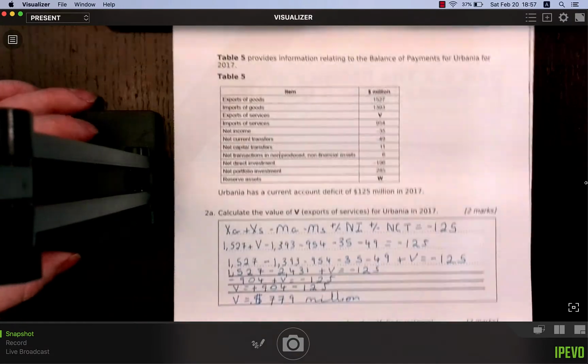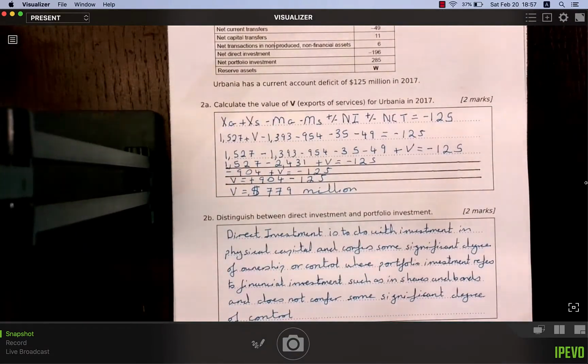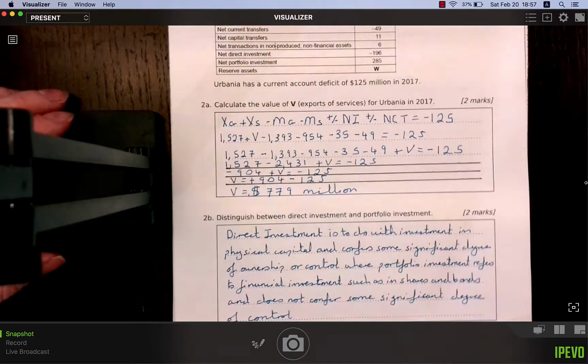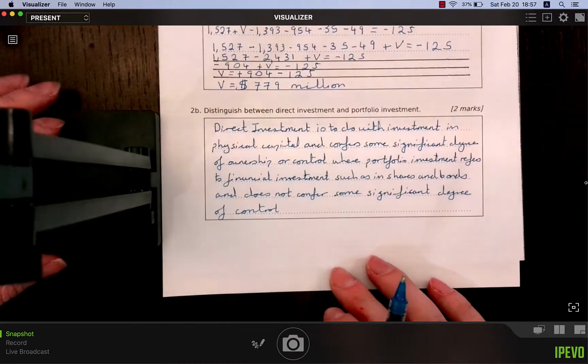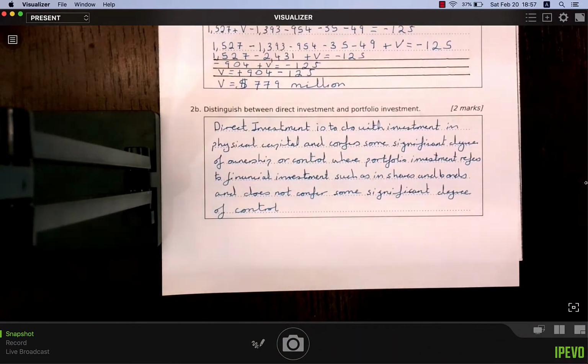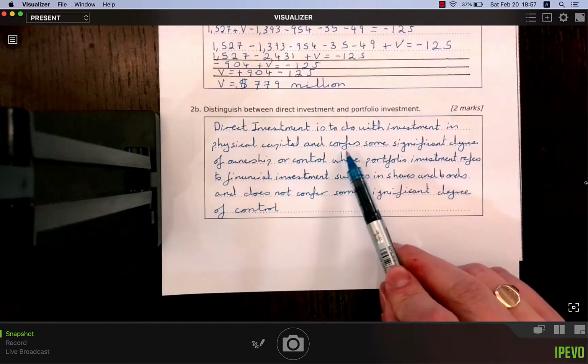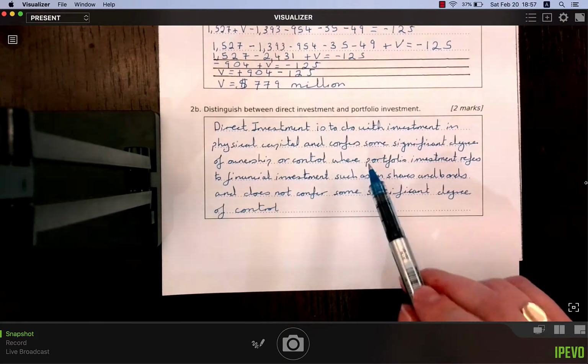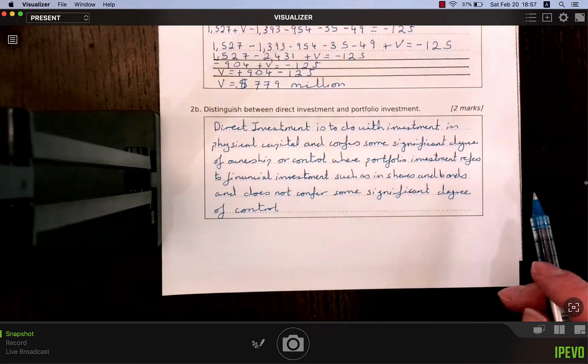Now, gently moving this camera down. Okay, so distinguish between direct investment and portfolio investment. This actually is something that's very important to know. Direct investment is to do with investment in physical capital, and, forgive my writing, it confers some significant degree of ownership or control. That's the definition of direct investment.